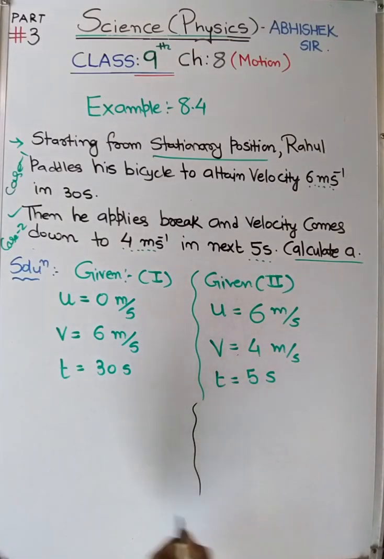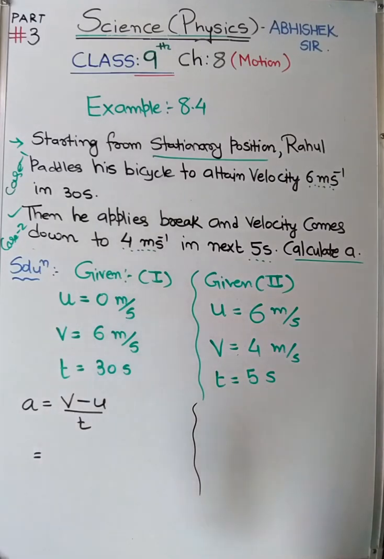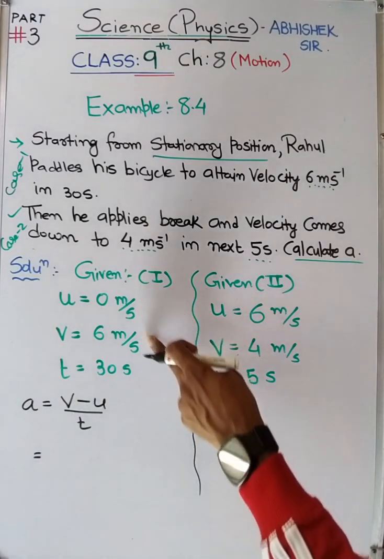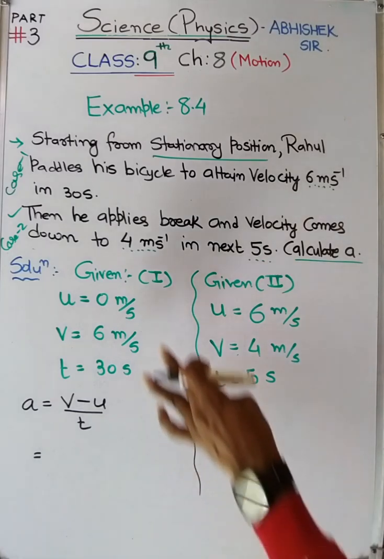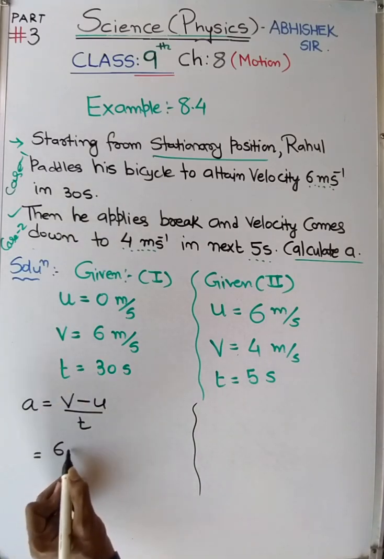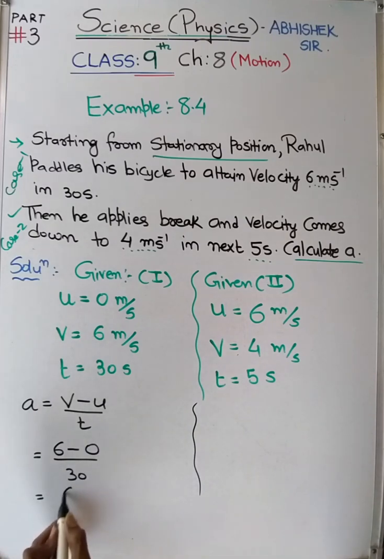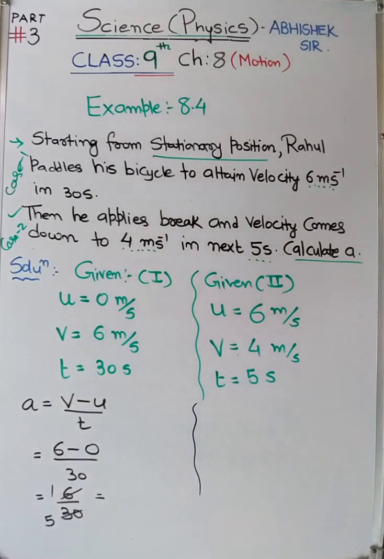We have everything, so let us go for the formula. Again, starting with the formula a equals v minus u by t. Before putting the values, check whether all the units are standard or not. We have meter per second and second, so all set. So velocity v equals 6, stationary so 0, upon time 30, right? So it will be 6 upon 30. You can cancel: 1 upon 5, right? 6 ones are 6 and 6 fives are 30. Clear? And 1 upon 5 can also be written as 0.2 meter per second square. Don't forget the unit.